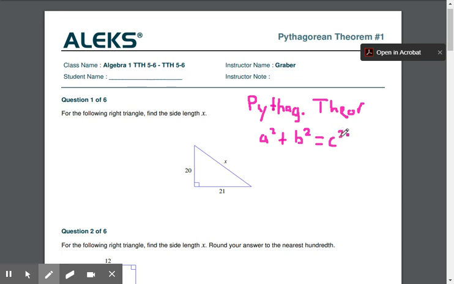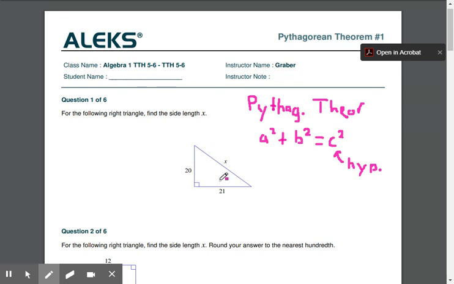Okay, so the trickiest thing with this is remembering what the different sides are and making sure to put the numbers in the right spot. So the c is always your hypotenuse, the longest side. So this side is the hypotenuse. The other two sides are the legs, which is the shorter sides.